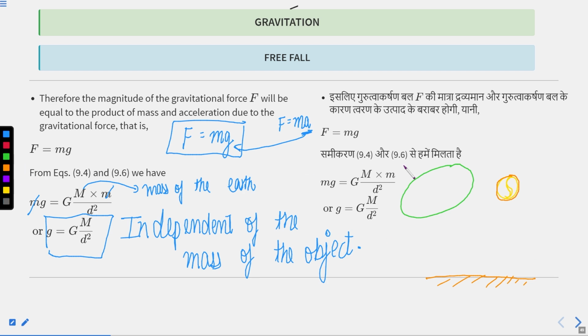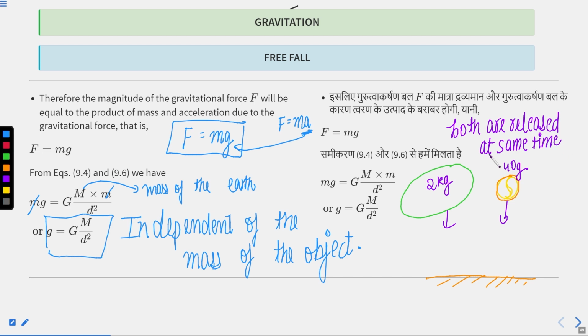Let's suppose this is a heavy watermelon of mass 2 kg. This ball has mass around 40 grams. Both are released at the same time. Which will hit the ground first? What will be the answer according to you?